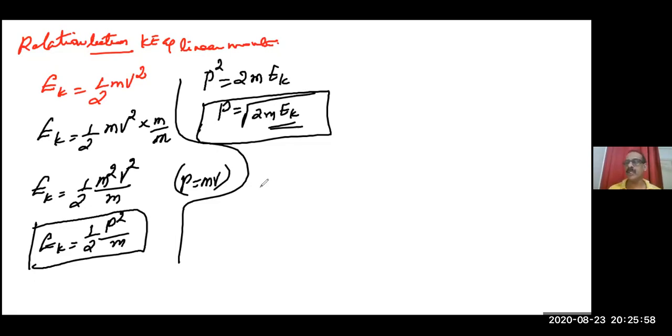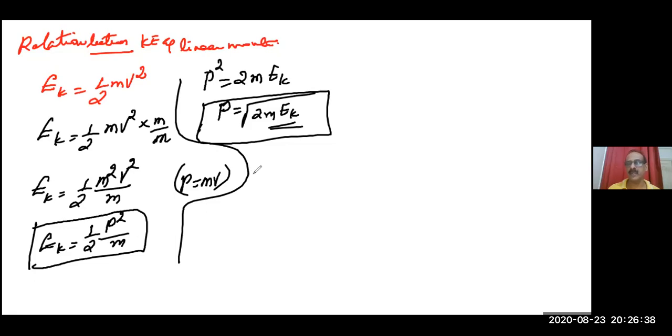A heavy body and a lighter body are traveling with the same kinetic energy. Which body possesses more linear momentum?